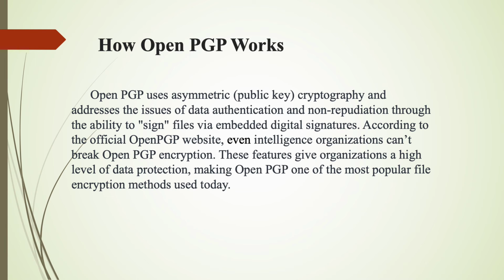Let's take a look at how OpenPGP works. OpenPGP uses asymmetric public key cryptography and addresses the issue of data authentication and non-repudiation through the ability to send files via embedded digital signatures. According to the official OpenPGP website, even intelligence organizations can't break OpenPGP encryption. These features give organizations a high level of data protection, making OpenPGP one of the most popular file encryption methods used today.